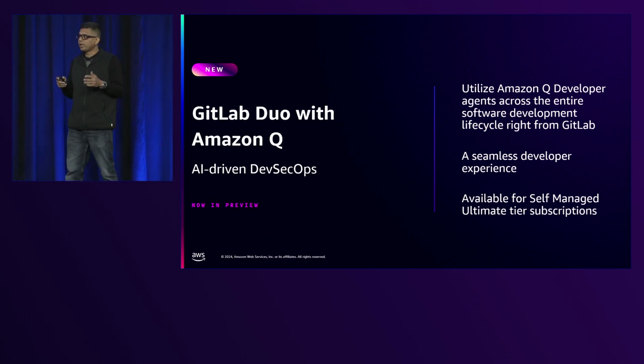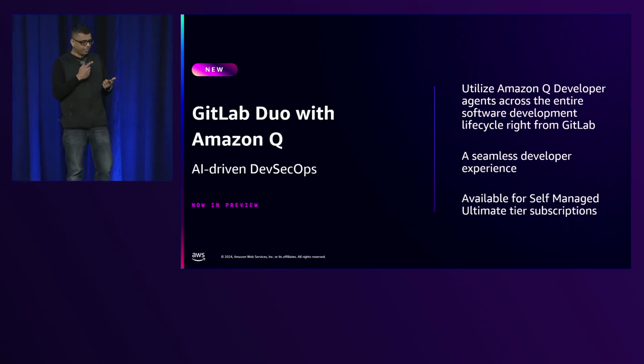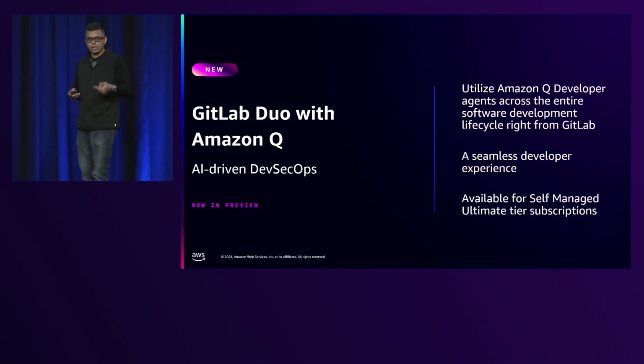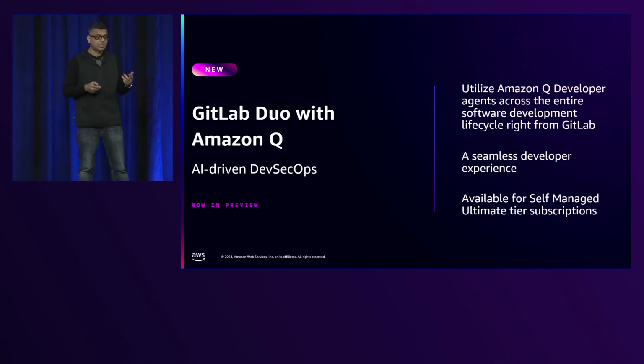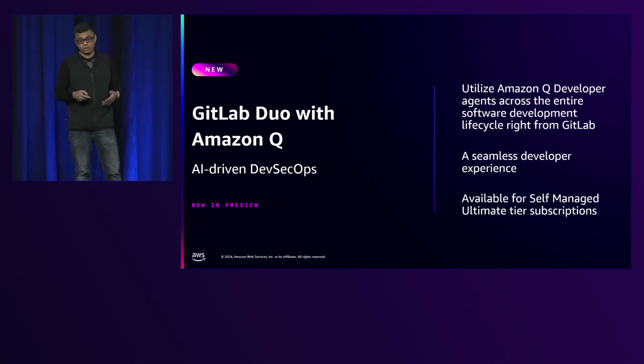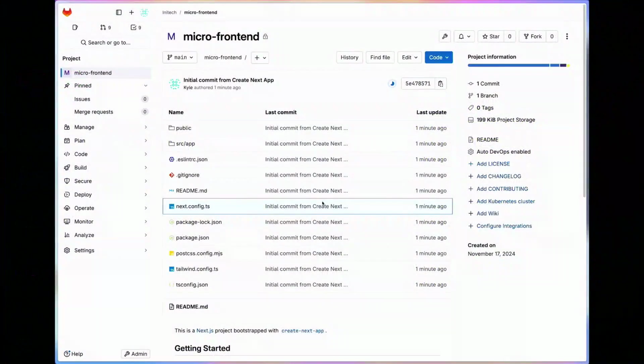So all the agentic workflows that Doug spoke about, like /dev, /transform, /test, /review, all these capabilities are going to be available right within the GitLab interface itself, so that as developers, you can see what needs to be done and make necessary remediations. And it's available in self-managed and ultimate subscription tiers. So let's see a demo of how that works.